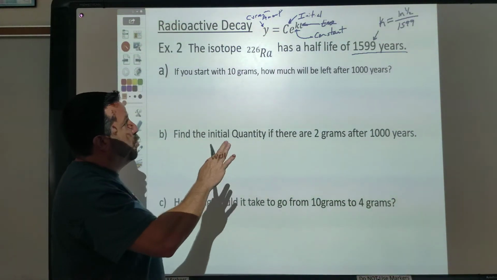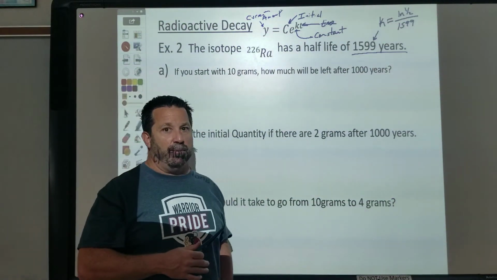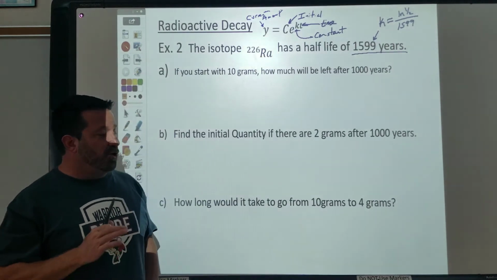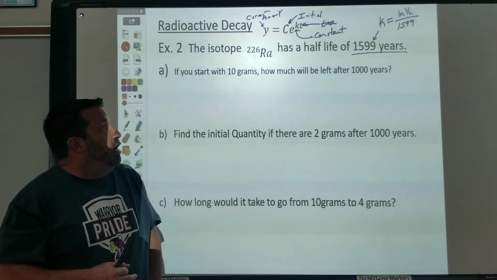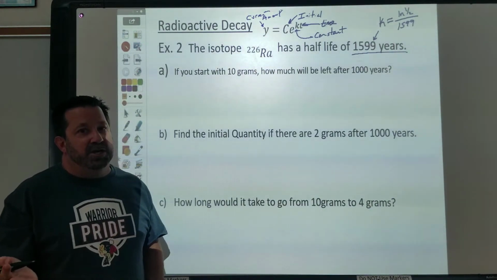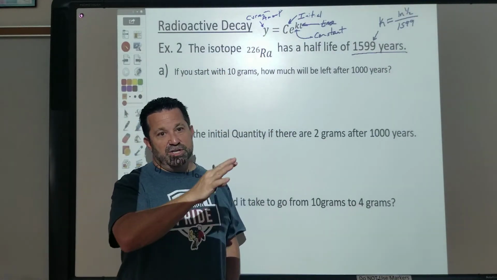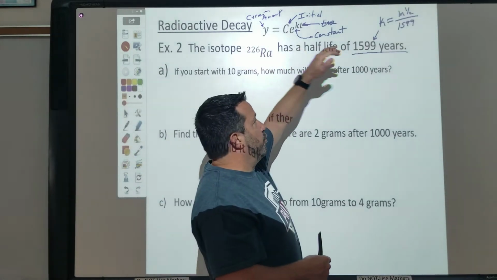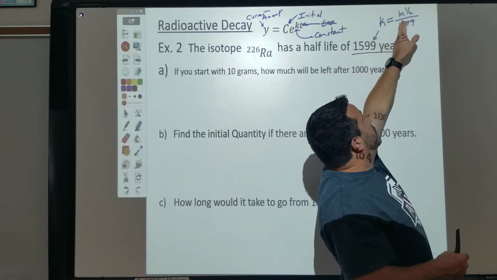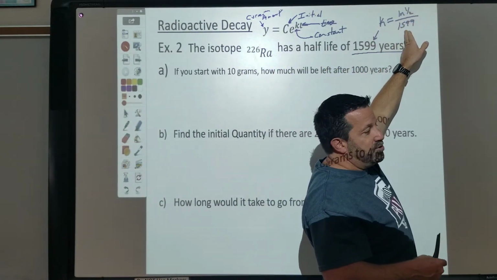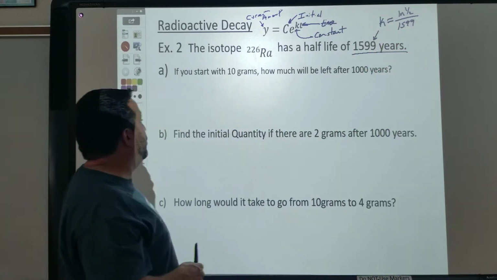So that's very important because you're going to look at one of these problems, and if you haven't paid attention to this, you're going to be like, I don't know how to do this, I don't know what k is. This is assuming that you know how to find k. And it is as simple as that. So if this was like 3,000 years here, k would be equal to the natural log of 1/2 over 3,000. And it really is that simple.